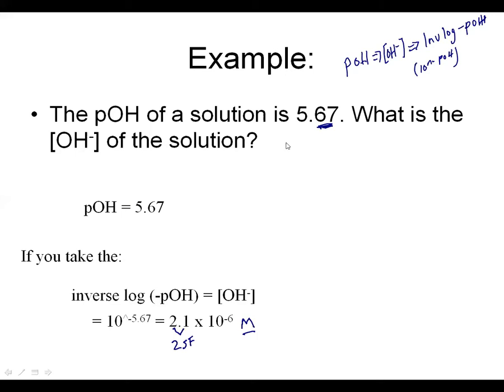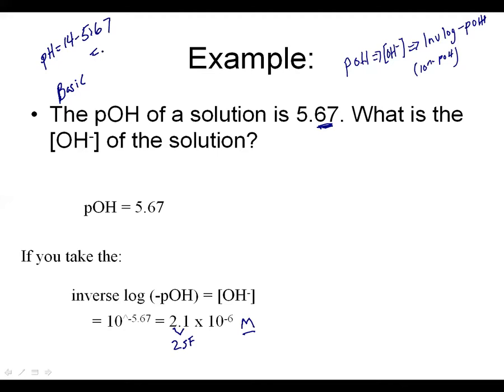So if we were asked, is the solution acidic, basic, or neutral? The answer should actually be basic in this case. And it's basic because the pH would equal 14 minus the 5.67. And if we do that, we do get over 7.